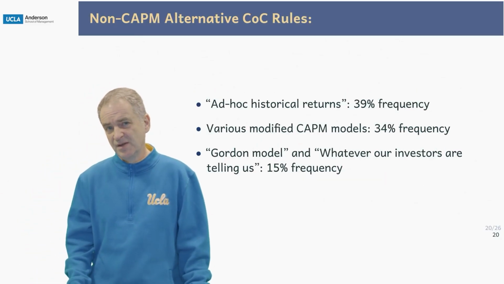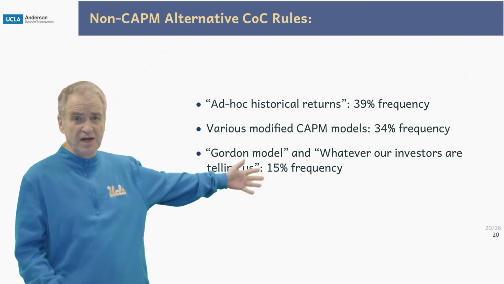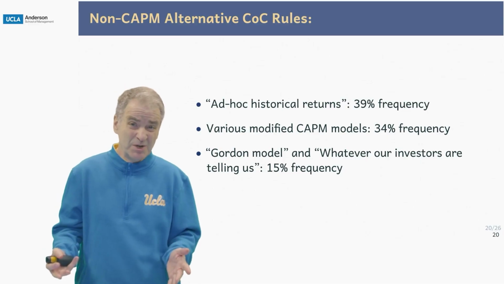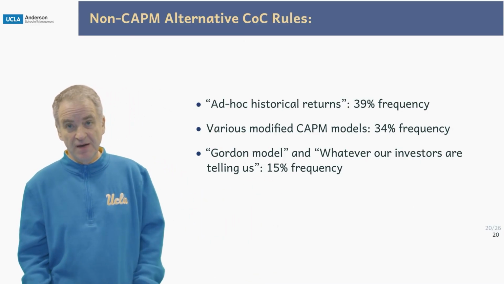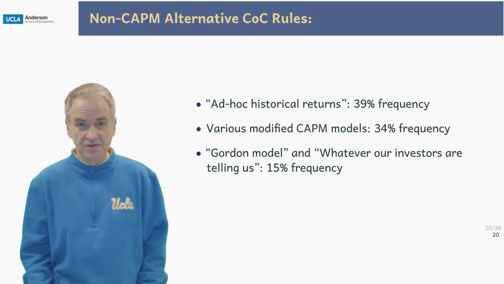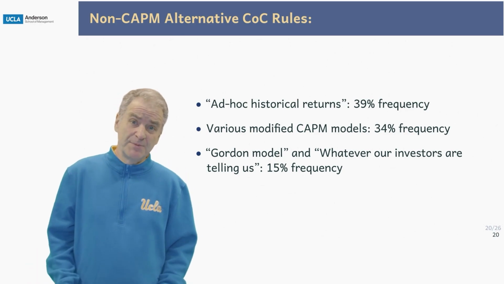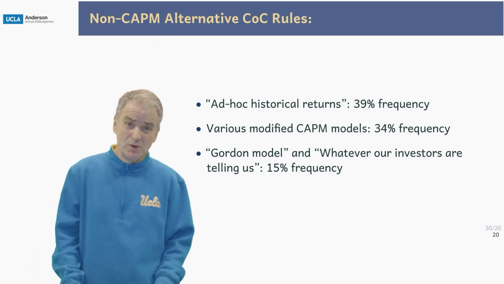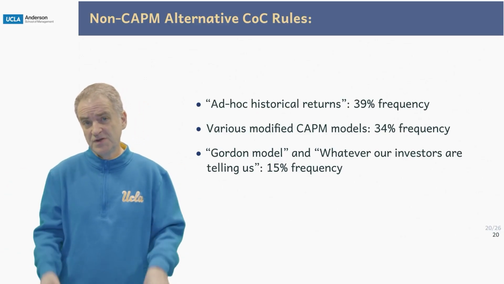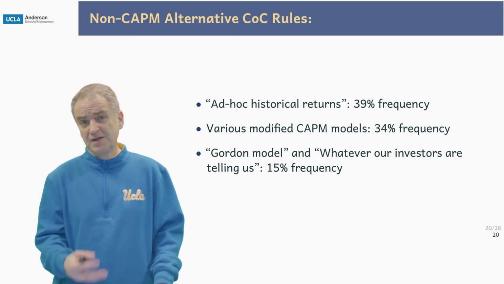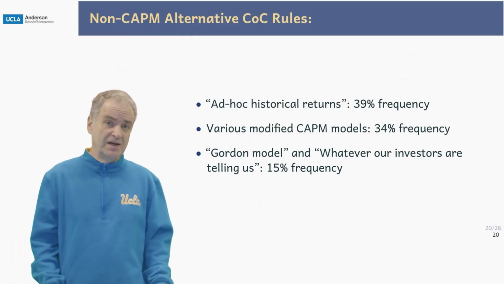Here are some other methods that they're using. 39% say, oh, well, we just use whatever our historical average rates of return were. Is that any better? Don't think so either. If you did this with Tesla, your cost of capital would be 6,000%. 34% are using modified capital asset pricing models. It's not that it wasn't so bad the first time, it gets worse. And then about 15% are saying, well, we use either the Gordon dividend growth model, which I don't believe much in either, or whatever our investors are telling us.